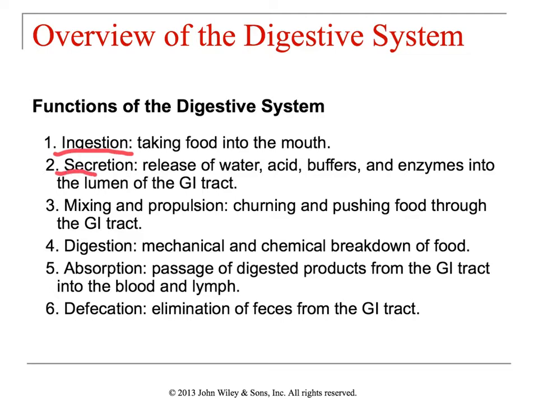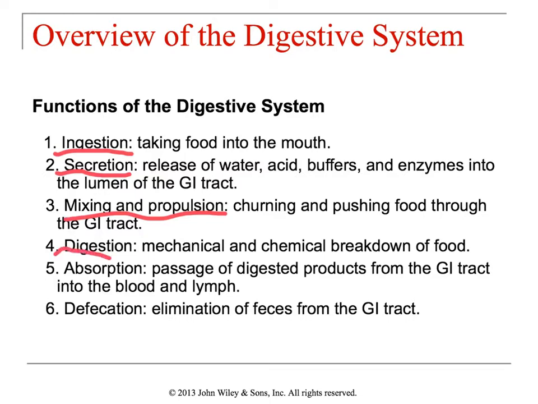Okay, secretion is going to be involved. So secretion is how things get from different glands into the GI tract. So water, acid buffers, enzymes, how they get in, we're going to secrete them. The movement of the GI tract is very important for the digestion of food. So mixing is how we're going to churn it. We're going to mix it all up, and then we're going to use propulsion to move it through.